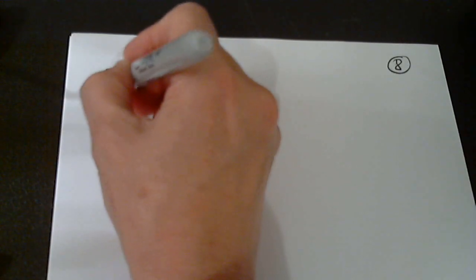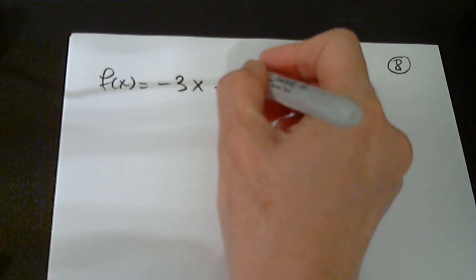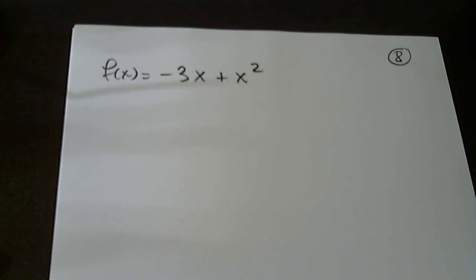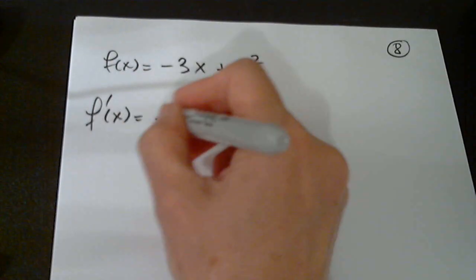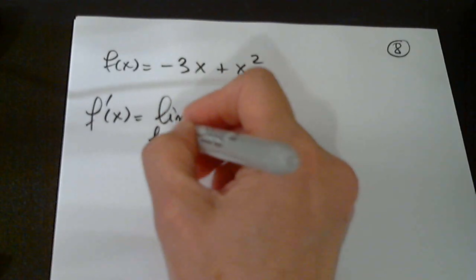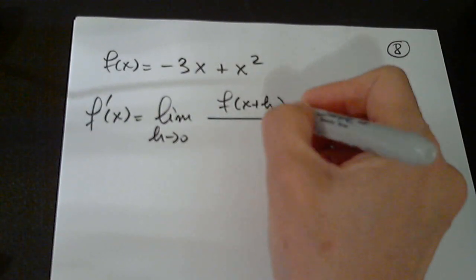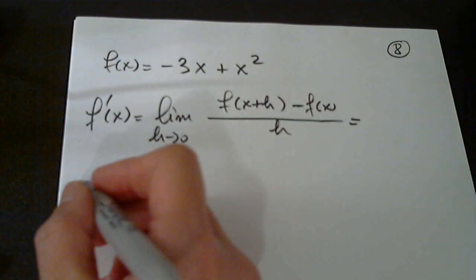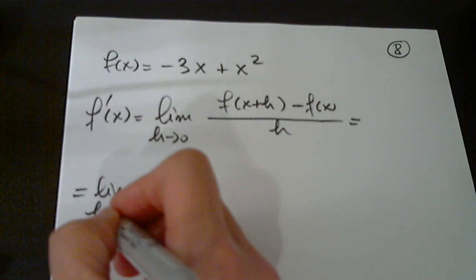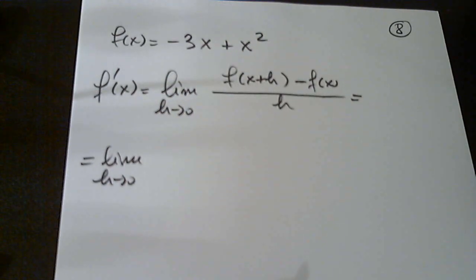So a simple example, let's say f of x equals -3x plus x squared. You have to start by writing f prime of x. You have to continue writing limit as h approaches 0. You have to write the definition, f of x plus h minus f of x divided by h. Then you have to write limit. Do not drop the limit operator till you apply it, please.